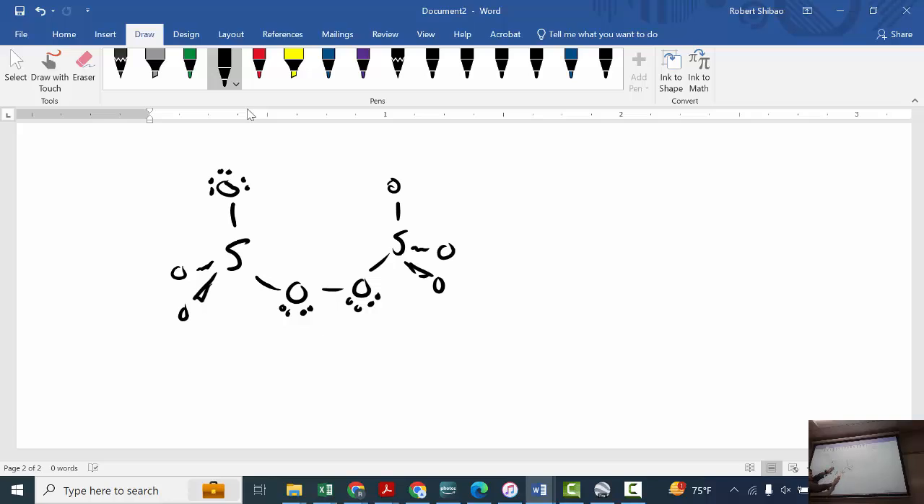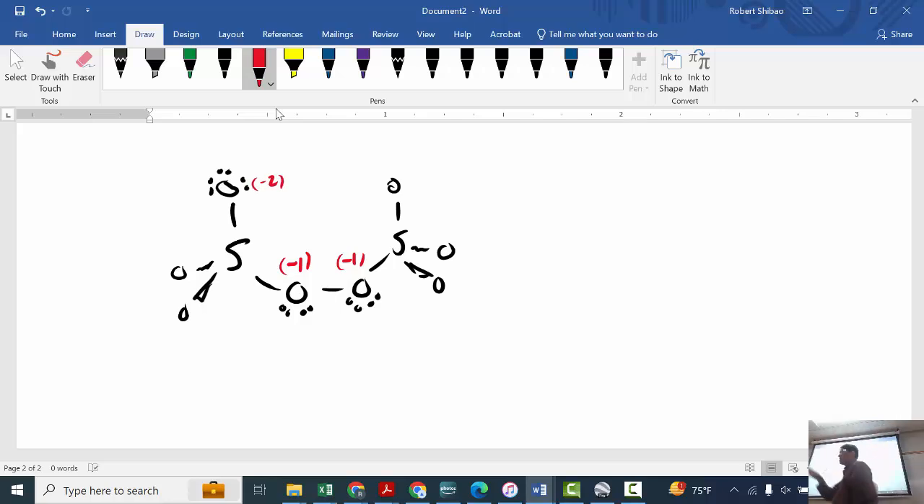Oxygen versus oxygen, who's the winner? It's a tie, so we're going to split it. So it goes 1, 2, 3, 4, 5, 6, 7. How many valence electrons does oxygen normally have? 6. So this comes out to minus 1. And we look at this oxygen as the same. This comes out to minus 1, whereas these terminal oxygens are all minus 2.